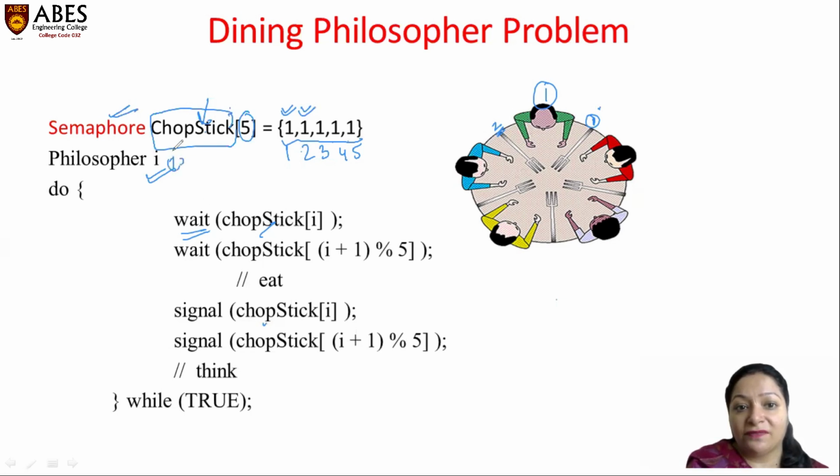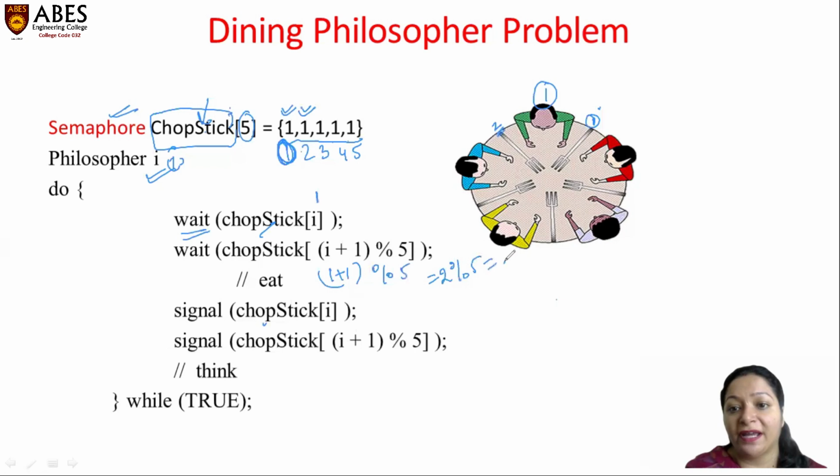Now we have philosopher 1, I is equal to 1. So for chopstick I, first of all, the philosopher will acquire this chopstick, and then I plus 1, that is, 1 plus 1 mod 5. This will be 2 mod 5, that is 2. Means now the philosopher will apply the wait operation on the second chopstick, right? So by applying 2 wait operations, this philosopher has grabbed both the chopsticks adjacent to him. And then, when the process has both chopsticks in his hand, he can start eating.